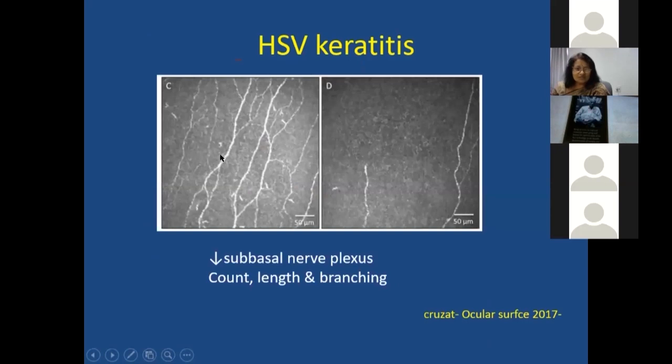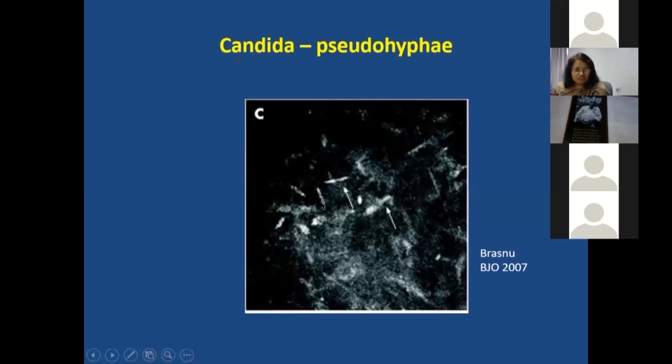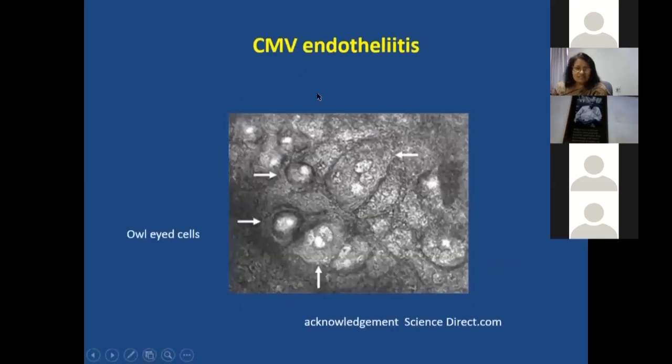Coming to HSV keratitis, basically what you see is a decrease in the superficial nerve plexus. Both the count, the length, and the branching pattern are altered. Candida pseudohyphae look a lot like keratocytes undergoing apoptosis. And finally, for CMV endotheliitis, you have the owl's eye cells, which are characteristic and which you can use for identifying CMV infections, both of the cornea as well as post-transplantation.